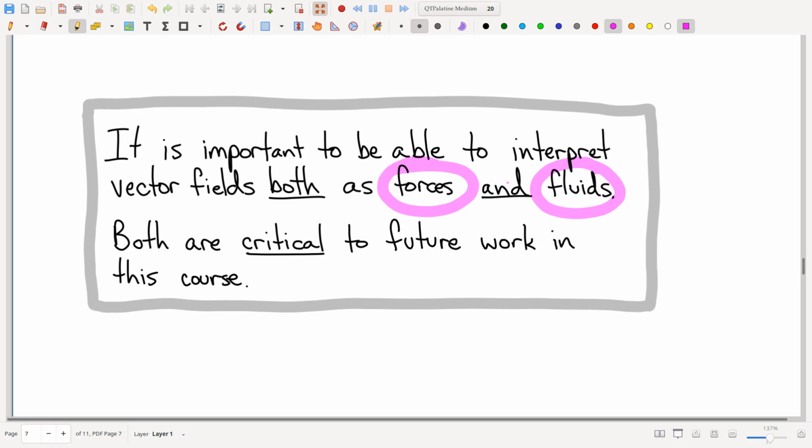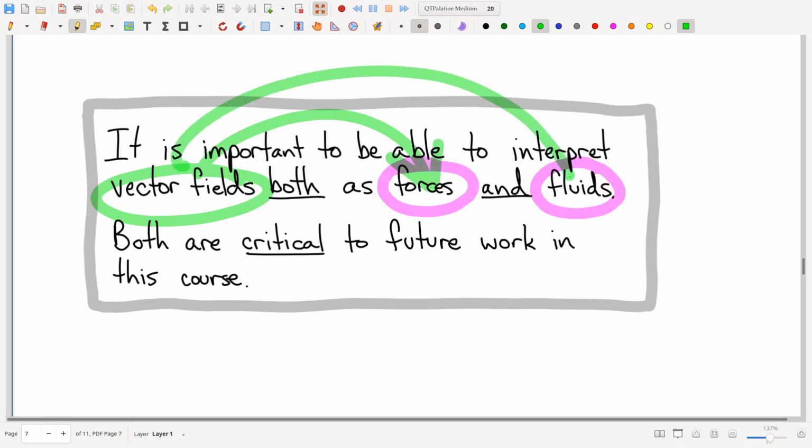You're going to have to have intuition for vector fields from both of these points of view to make sense out of all the mathematical ideas we're going to do in chapters 6 and 7. It's really unavoidable. So please don't just pick one. Make sure that you're good with understanding vector fields from a forces point of view and also from a fluids point of view. You've got to do both.